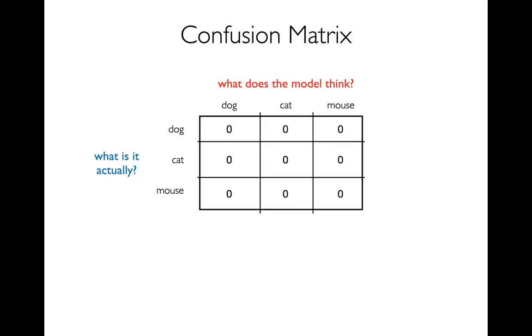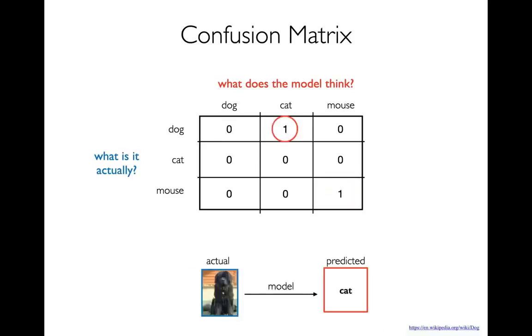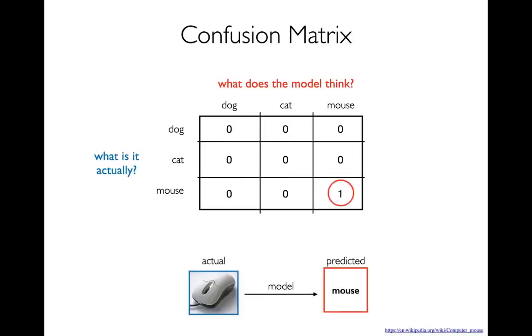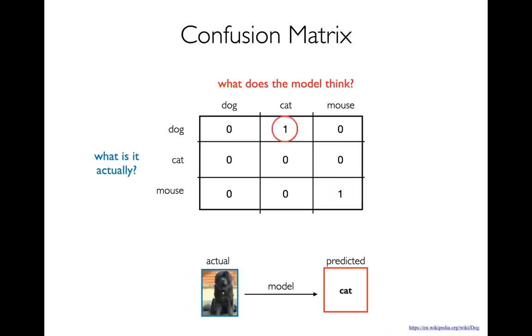Okay, so to review, here's a confusion matrix. Along the rows, I have what the data actually is. And along the columns, I have what the model thinks it is. Right now I have zeros in all these places. But if I were to see an actual mouse and the model predicted that it's a mouse, then I would go to the mouse row and the mouse column and increment that number by 1. That's good. Anytime we're incrementing numbers on the diagonal of the confusion matrix, that means we made the right decision. Here's an example of a wrong decision.